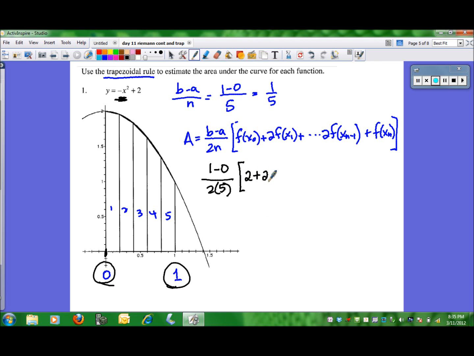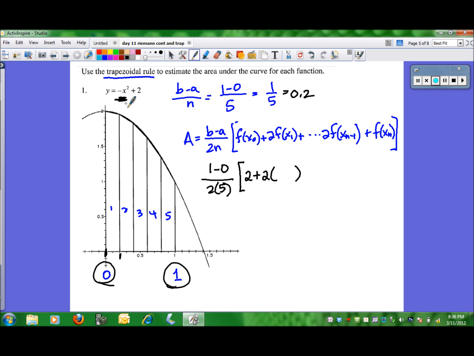plus 2 times f of x sub 1. Well, what is x sub 1? X sub 1 is 0.2. That's right here. We found that by counting by 1/5, or 0.2. I should write that, 0.2. So that's where that is. That's x sub 1. What is f of x sub 1? Well, I plug it into x.